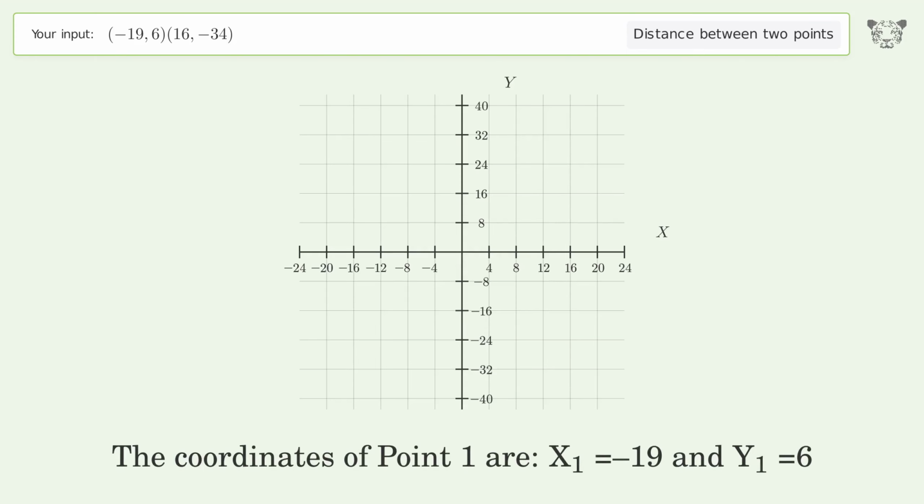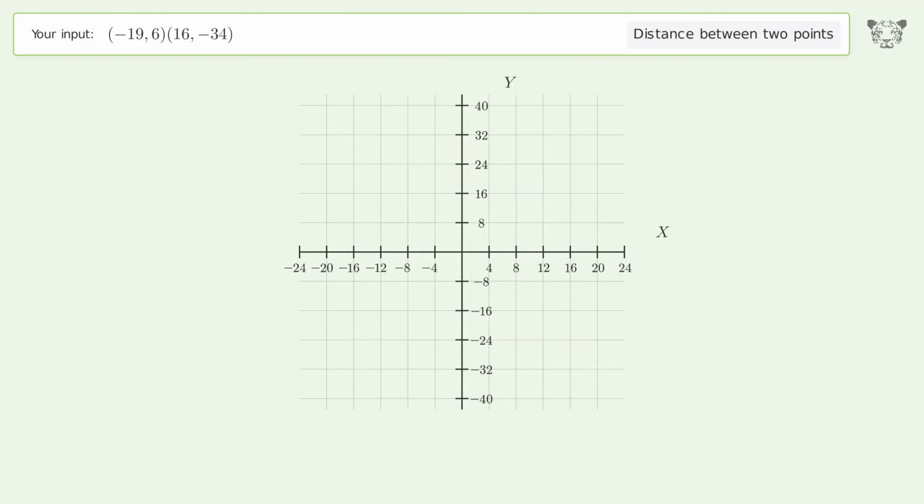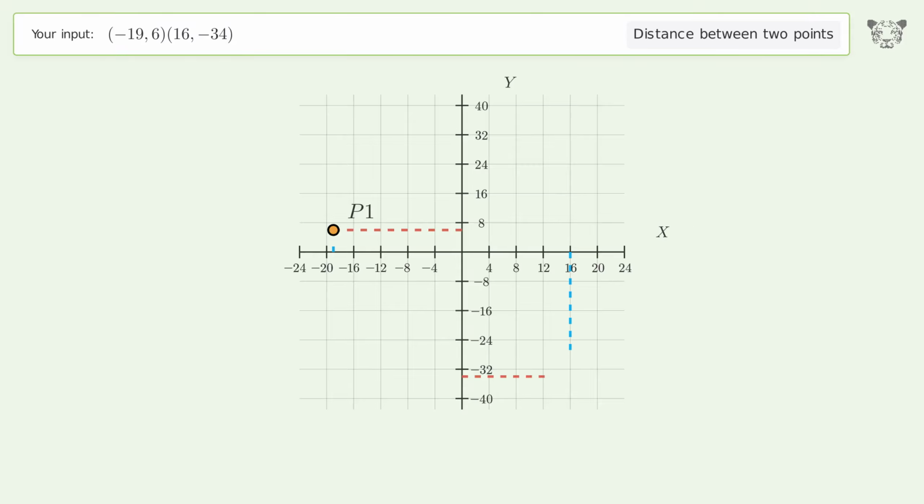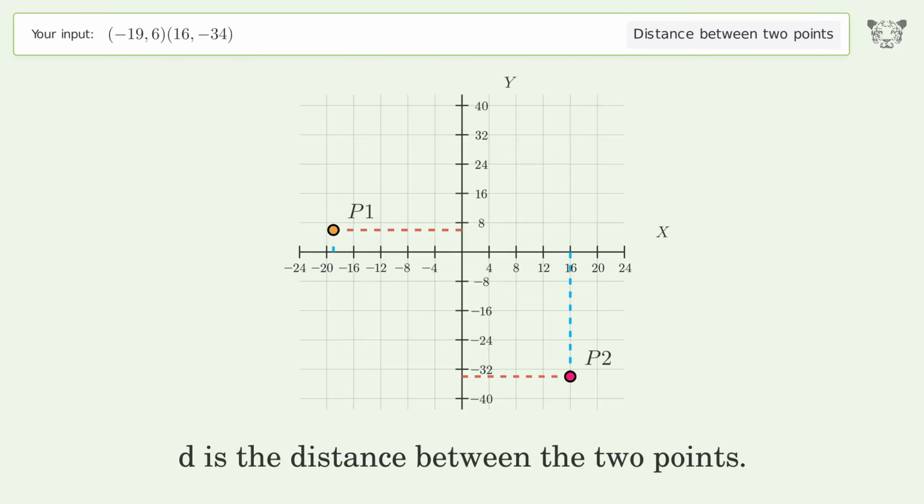The coordinates of point 1 are x1 equals -19 and y1 equals 6. The coordinates of point 2 are x2 equals 16 and y2 equals -34. D is the distance between the 2 points.